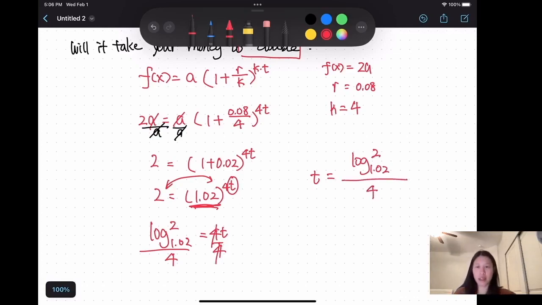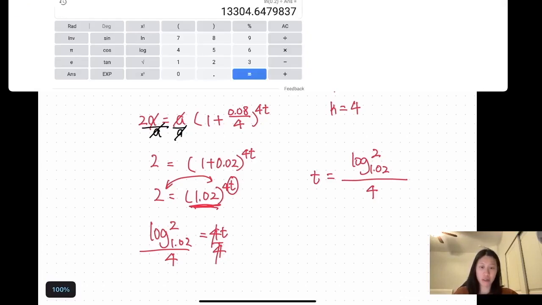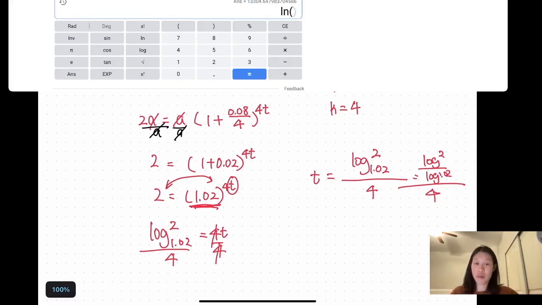So how can I calculate this in a calculator? Here I'm going to show you. First we can calculate the logarithm. So how do we calculate a logarithm? Well, we can put log 2 over log 1.02, right? And then divide by 4. So we can calculate the top of the fraction first, where I can use ln or I can use log.